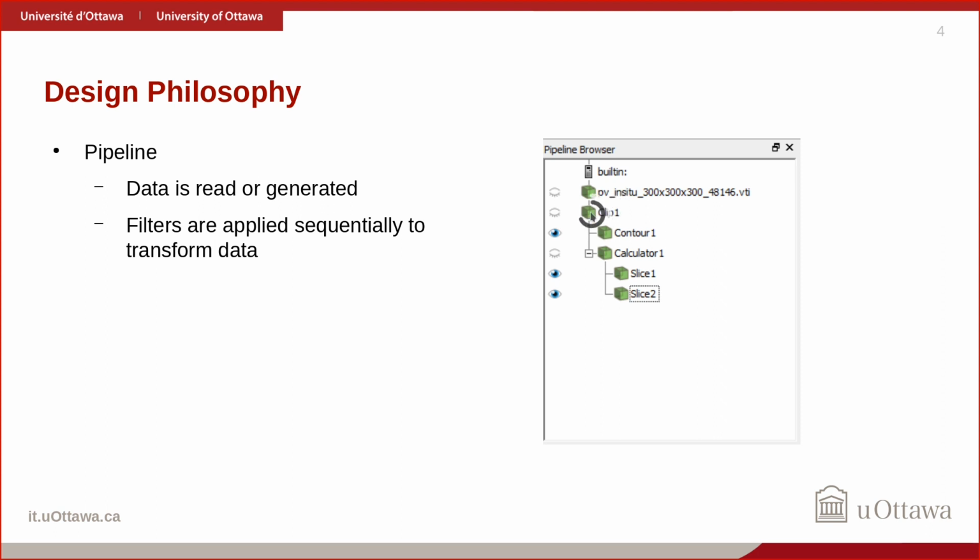So the clip works on the data and it takes a piece of the data. And then on that piece of the data, we apply a contour and a calculator. And then on the calculator, we apply one slice and another slice. So you can see that all of the filters have input and output, and they can pass along information to the other ones. So you can build these complex rendering pipelines.